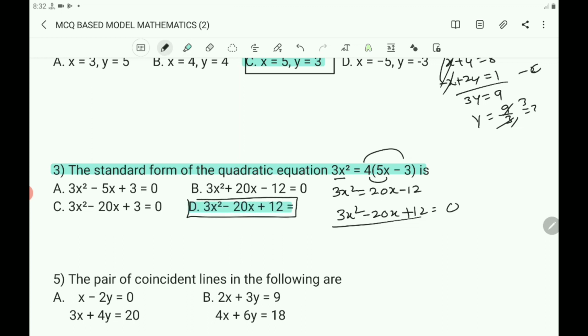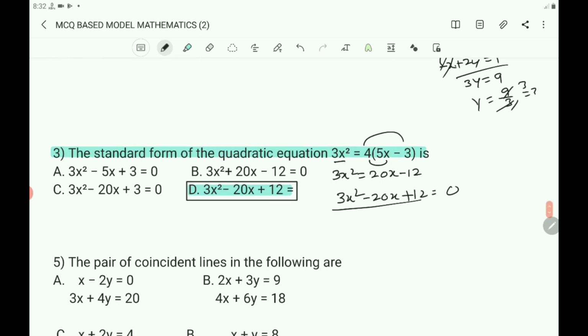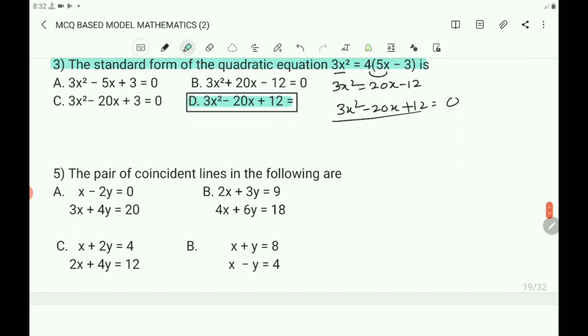Option D is the answer. Then you take the fifth question. The pair of coincident lines in the following are.